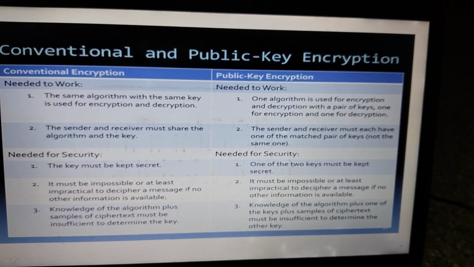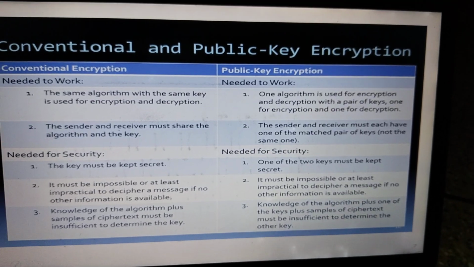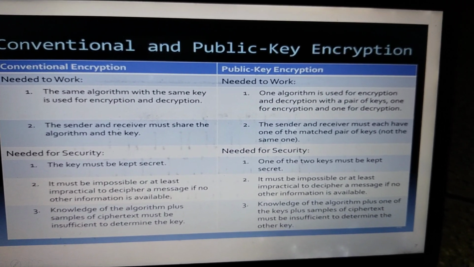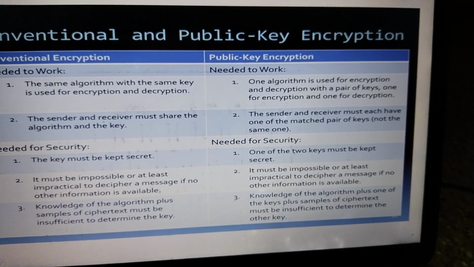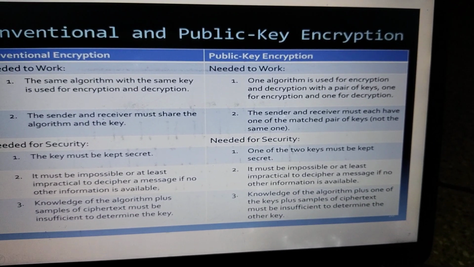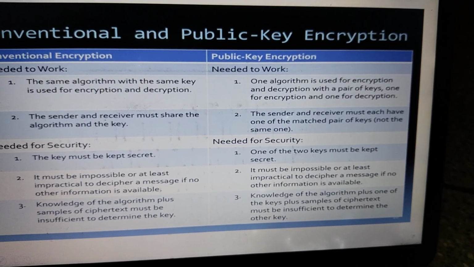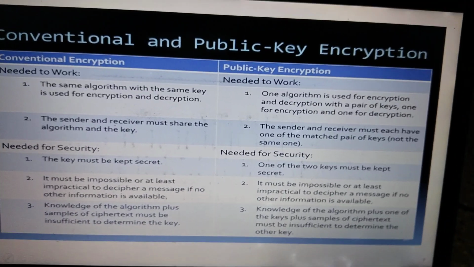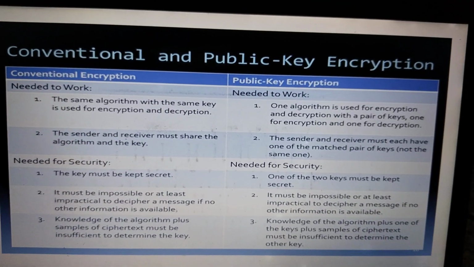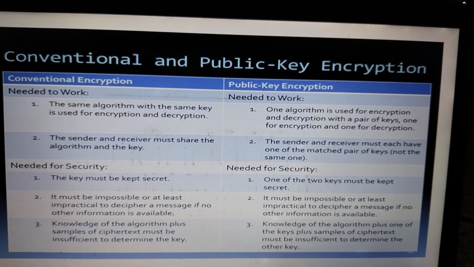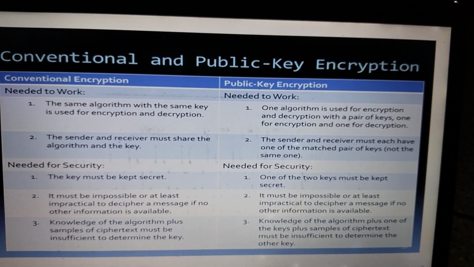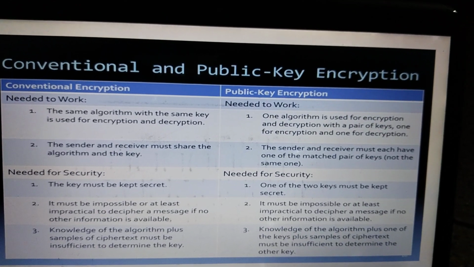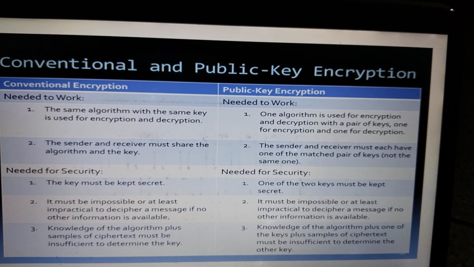And the last one: the knowledge of the algorithm plus samples of ciphertext must be insufficient to determine the key. But when you are using public key encryption, the knowledge of the algorithm plus one of the keys plus samples of ciphertext must be insufficient to determine the other key. So this is the difference between conventional and public key encryption techniques, which is nothing but symmetric key encryption and asymmetric key encryption.